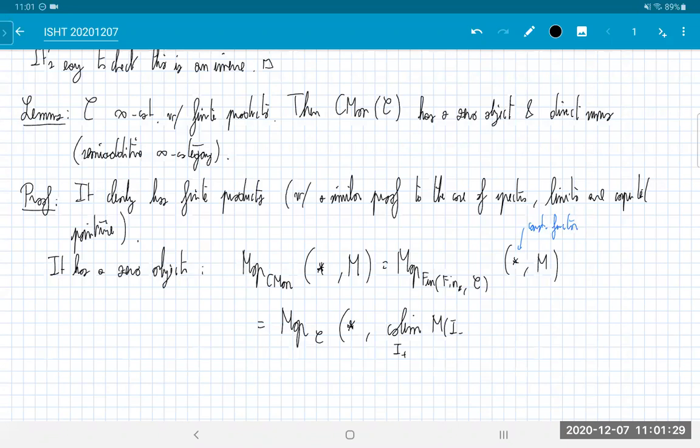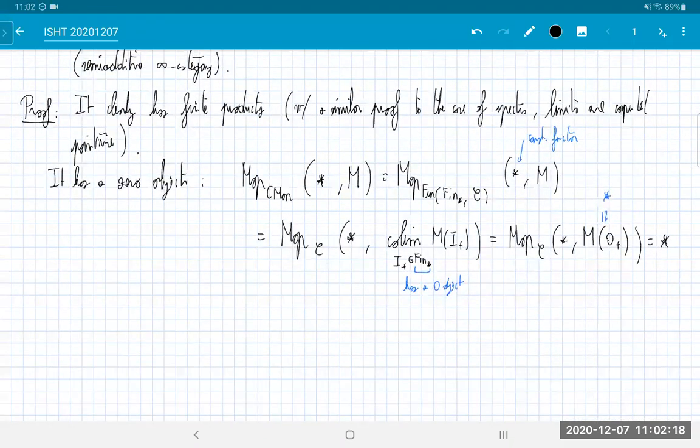M of I plus. Because functors out of the constant functor are the same thing as functors into the colimit, if the colimit exists. Actually, this is true only if the colimit exists, which I'm not assuming, but it is true because Fin star has a zero object. And so colimits over Fin star are just computed by evaluating at the zero object. Zero plus, and that's just the point, because that's also the terminal object again. If you write it down concretely, it's fairly clear what it is going to be.